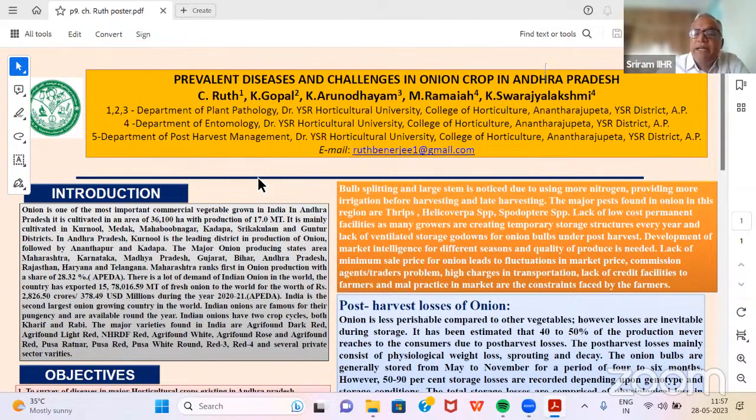I'm asking about Stemphylium, madam. Stemphylium is not there, sir. It is not observed in our areas. What about bulb rot and all, madam? Because of waterlogging conditions, generally bulb rot is coming. Yes, sir. Waterlogging conditions at the time of storage and at the time of harvesting are a problem. But the farmers are not following water management at the time of harvesting stage, sir.